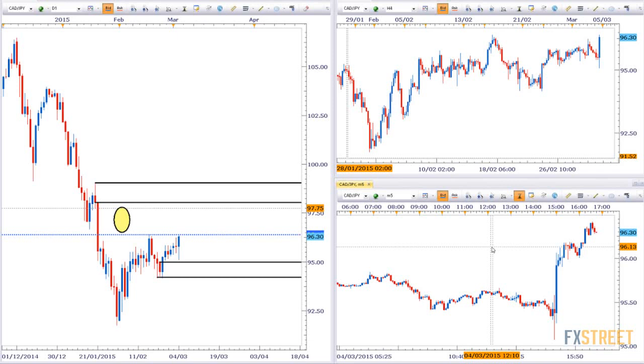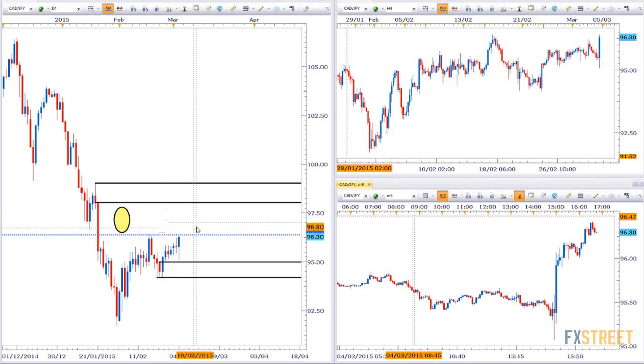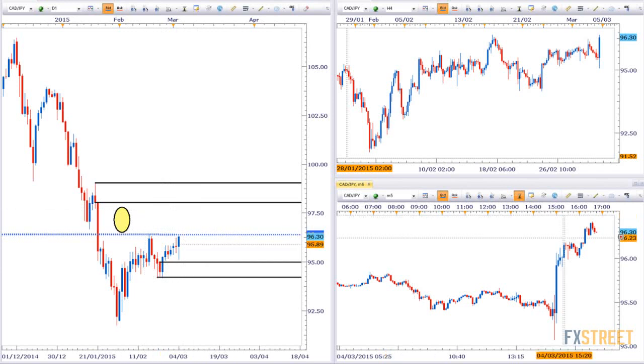So again, what we're saying is, while the swing trade is at my higher supply level, if we break higher, I'll try and get intraday long up to the area where I want to get short. Otherwise, if this area holds that we're at the moment, I'm going to focus on shorts back down to the 95 area.